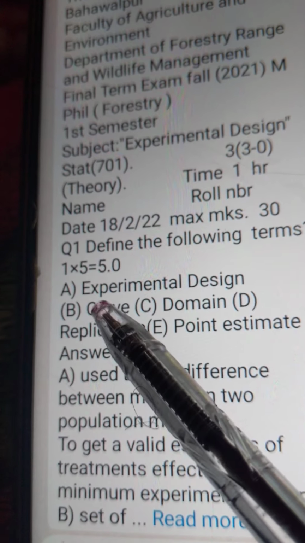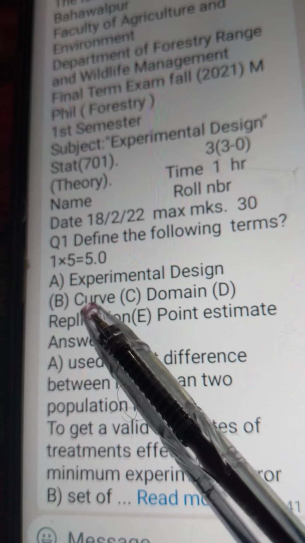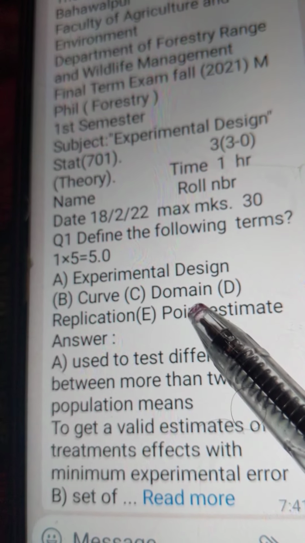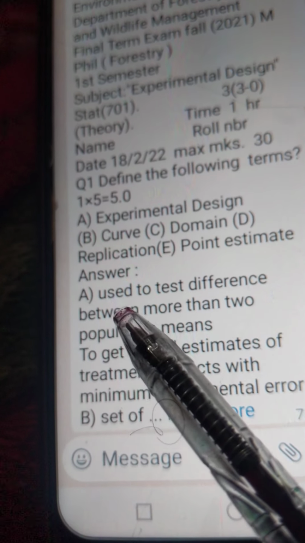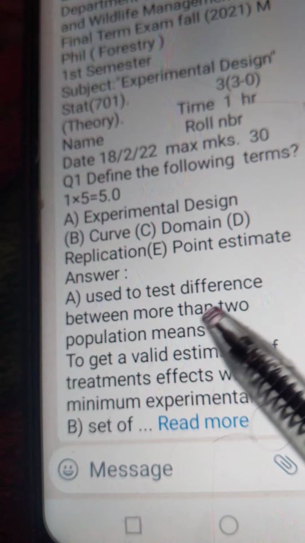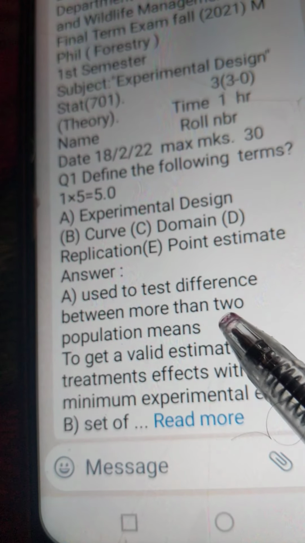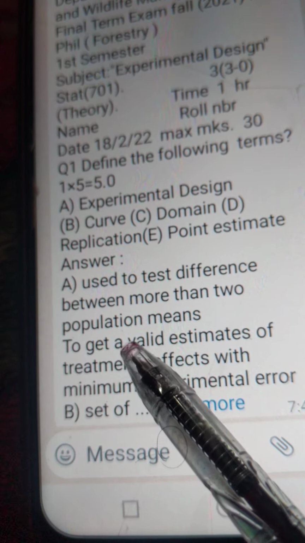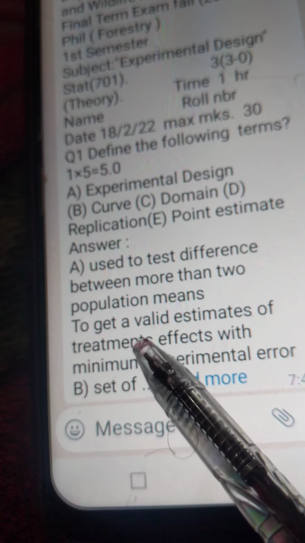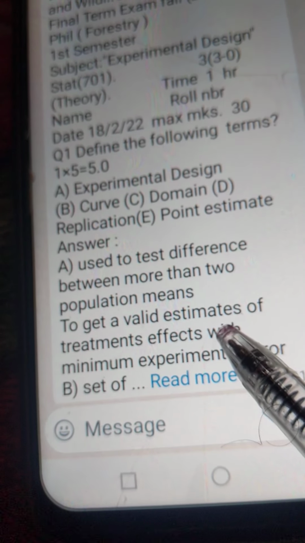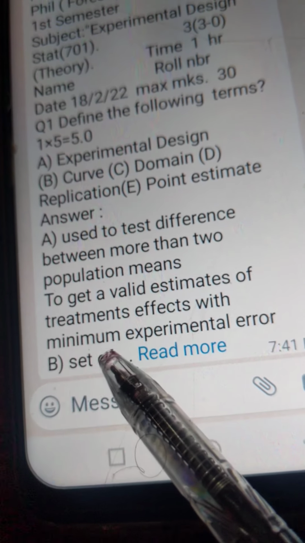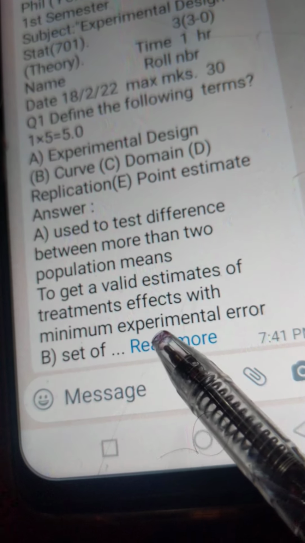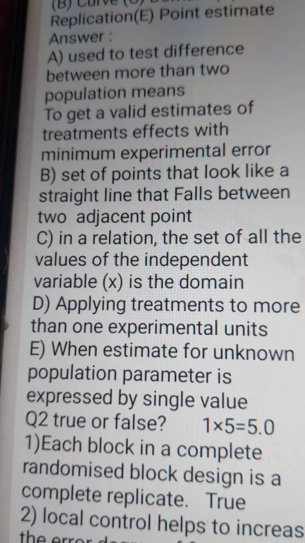1 into 5 is equal to 5 marks total: experimental design, curve, domain, replication, point estimate. Experimental design is used to test differences between more than two population means, to get valid estimates of treatment effects with the minimum experimental error.